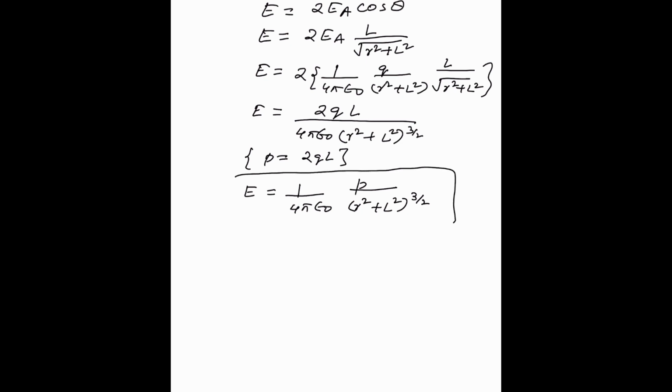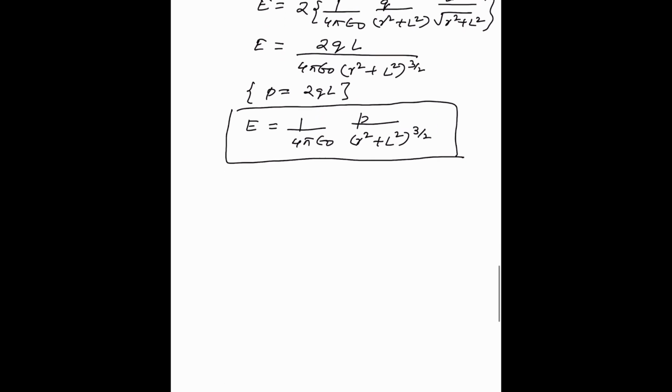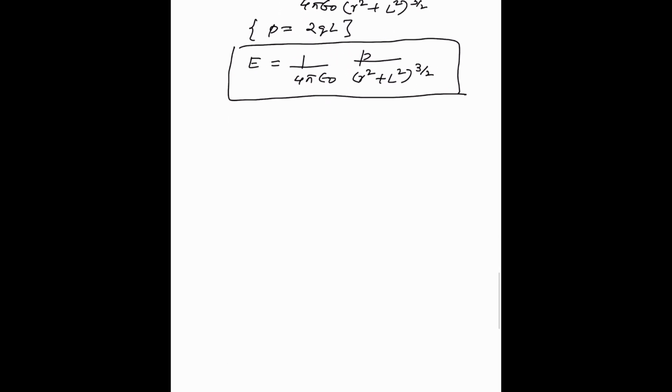And we know that the value of 2 into Q into L is P, which is the dipole moment. So the formula for E will become 1 by 4 pi epsilon 0 P upon L square plus R square to the power 3 by 2. So this is the formula for electric field intensity on the equatorial axis of a dipole.